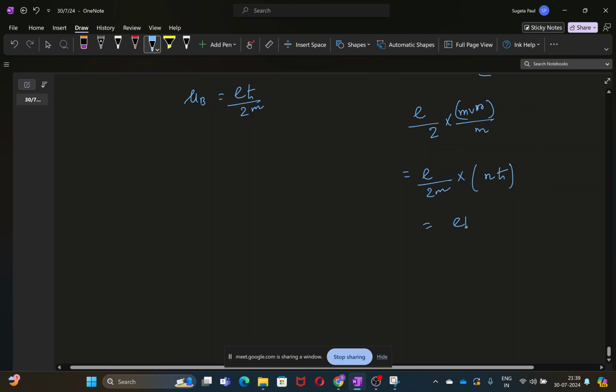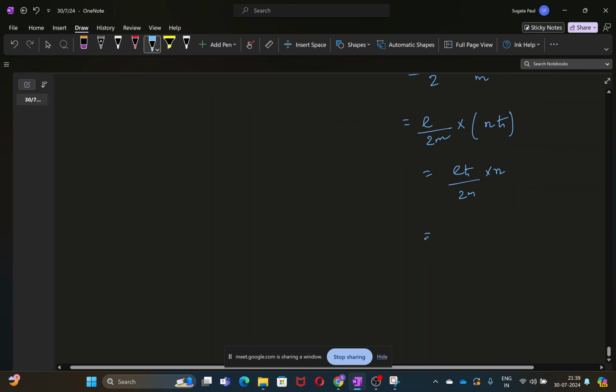Now this is nothing but eħ by twice m into n. So eħ by twice m is basically the standard value of the Bohr magneton, μB. So this is basically μB times n. So the magnetic moment for that electron in 2s orbital is basically n times μB.